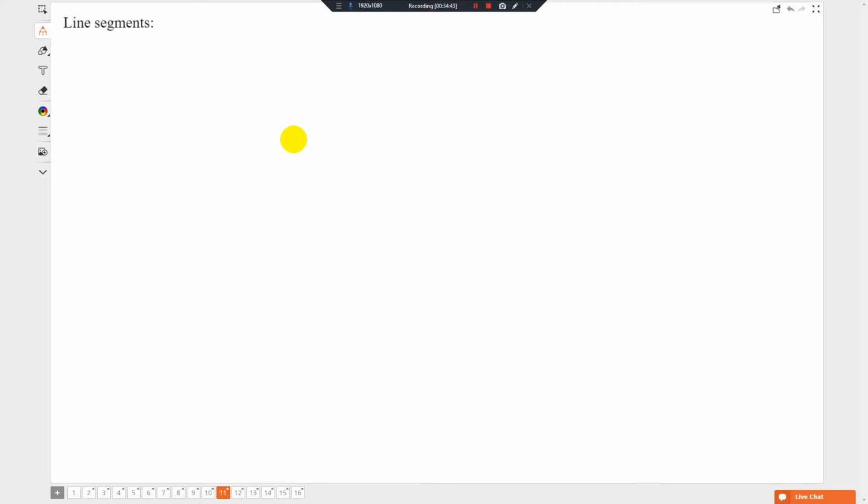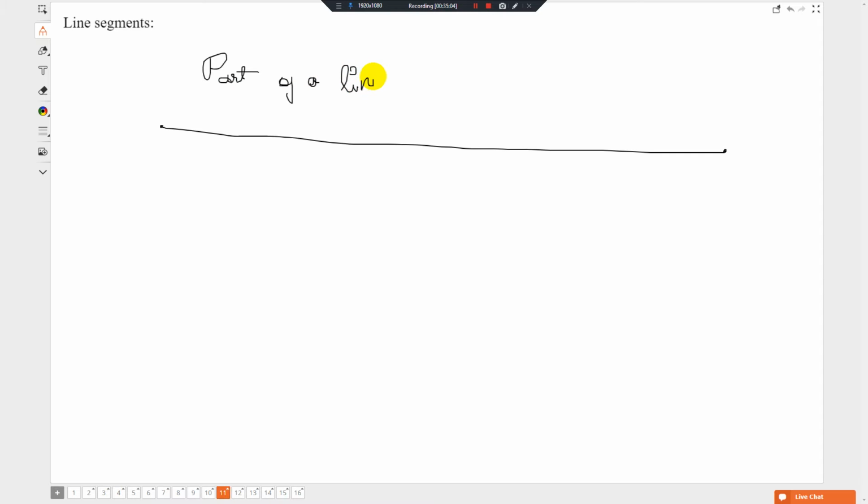So we completed line and line segments. Can we complete now? Yes, we can. See, a line segment means this, which is a part of a line.